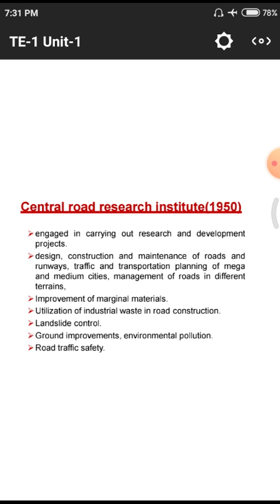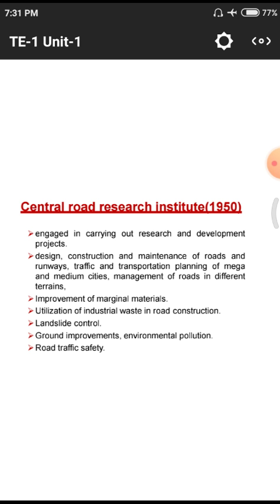And next one, management of roads in different terrains. These terrains come under geology. That means engineering geology, which we will study in our third year courses, engineering geology and geotechnical engineering. In those two subjects you will observe this term terrains. That means different terrains: black cotton soils, alluvial soils and foothills, that means near the hills, mountains and other plateaus. You will discuss this term terrains.